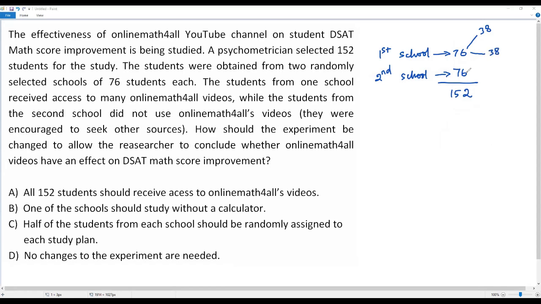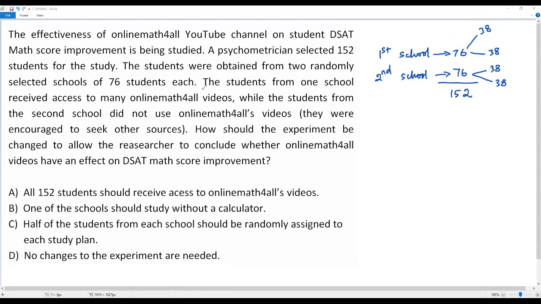The same thing we have to do for the 76 students at the second school. That is 38, that is 50%. 38 of these 76 students should be given access to online math for all videos, and the remaining 38 students should be given access to other sources. So this is a proper way of doing the experiment to study the effectiveness of online math for all YouTube channel on preparing for DSAT math.